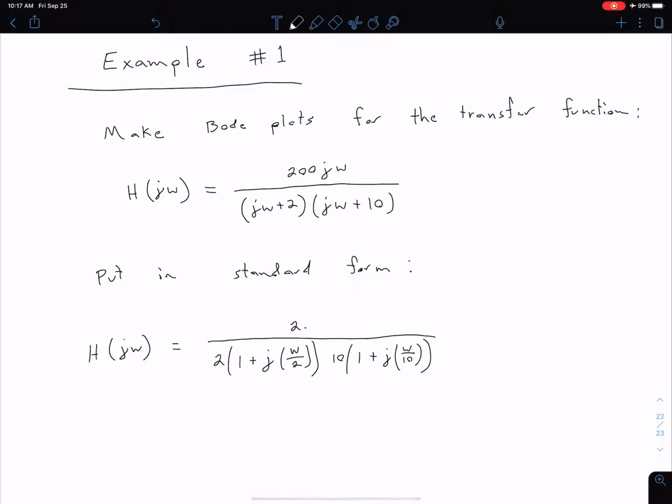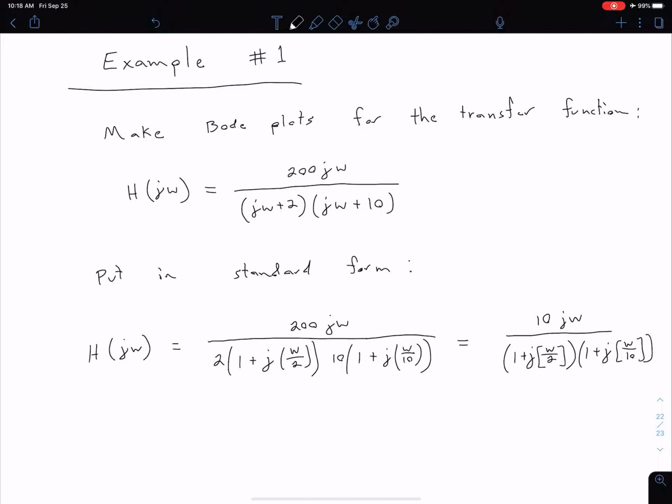We've not done anything with our numerator because that looks good. We have a constant and a zero at the origin. But now this constant is going to be updated, because the 2 and 10 we factored out need to be factored into that constant term. So we have 200 divided by the quantity 2 times 10, so our constant becomes 10. We still have that j omega term, and now we have 1 plus j omega over 2 times 1 plus j omega over 10.